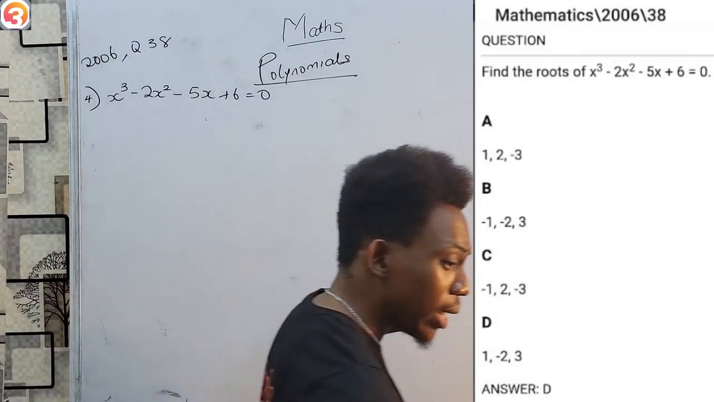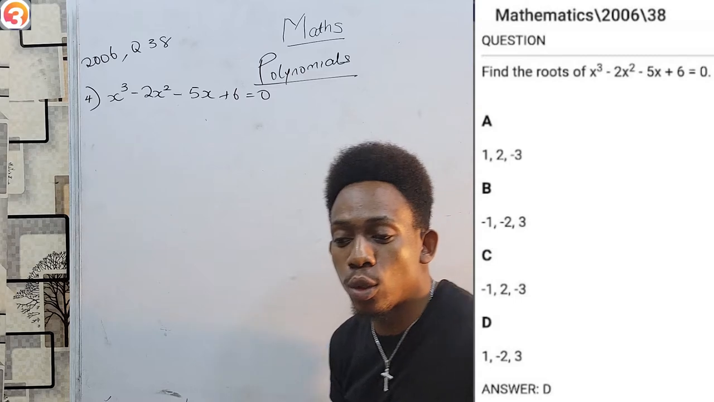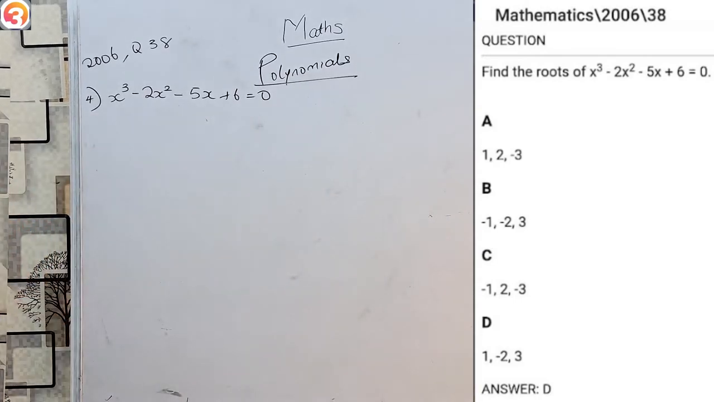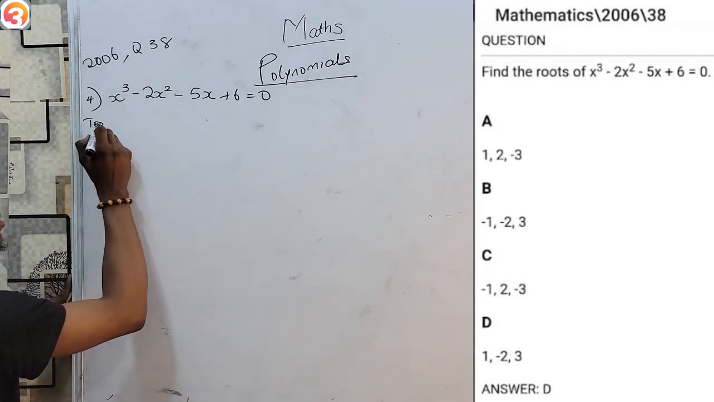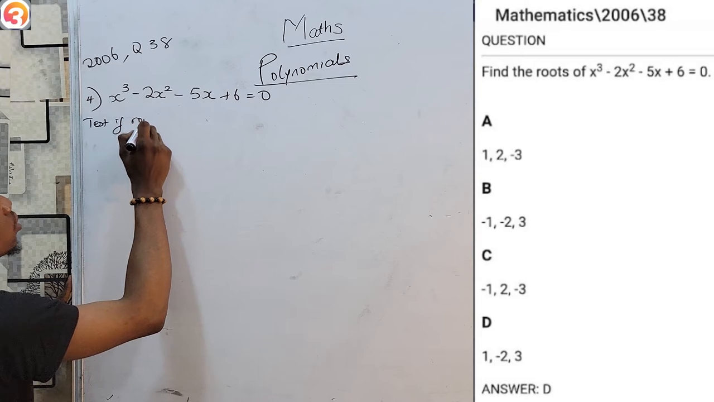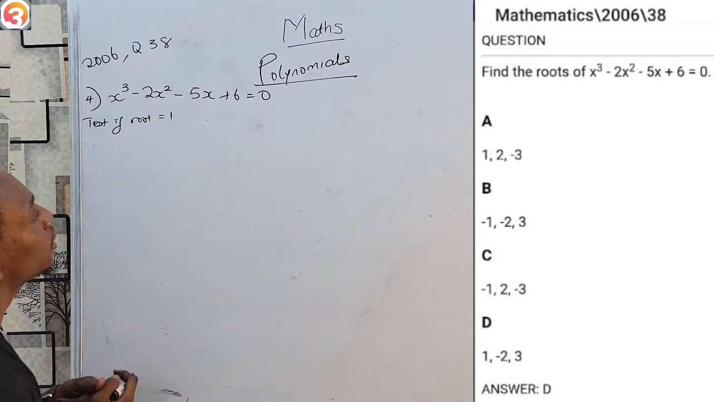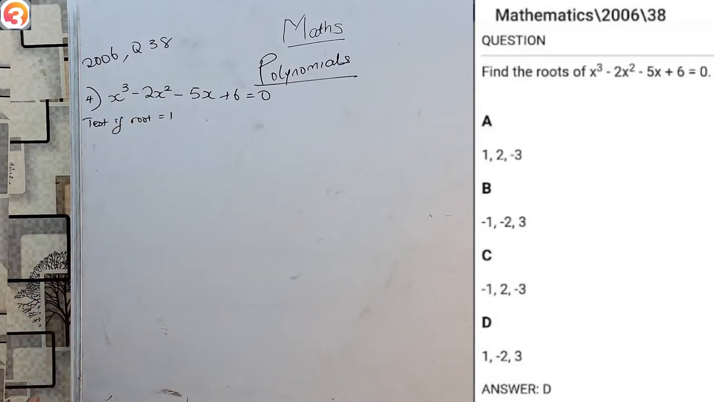Now, this is where I say it one more time. We have to start with the trial and error method. How do we do trial and error? We have to guess. Let's test if the root is 1. Let's find out if 1 is a root. And how do we do that? We're going to put 1 into this and see if it gives me 0.